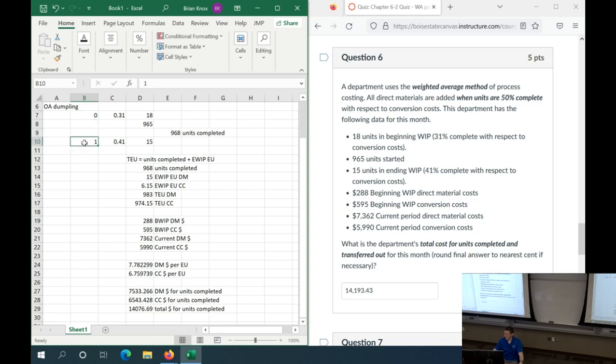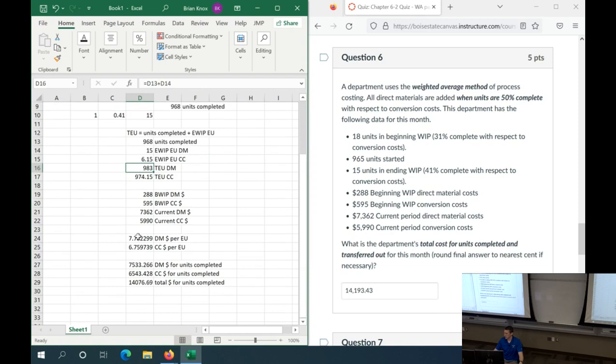We put 1 here and it changes all the numbers afterwards because now we have ending WIP complete units equal to 15. And so that changes what our TEU is for direct materials, which changes our rate, then changes our numbers here.